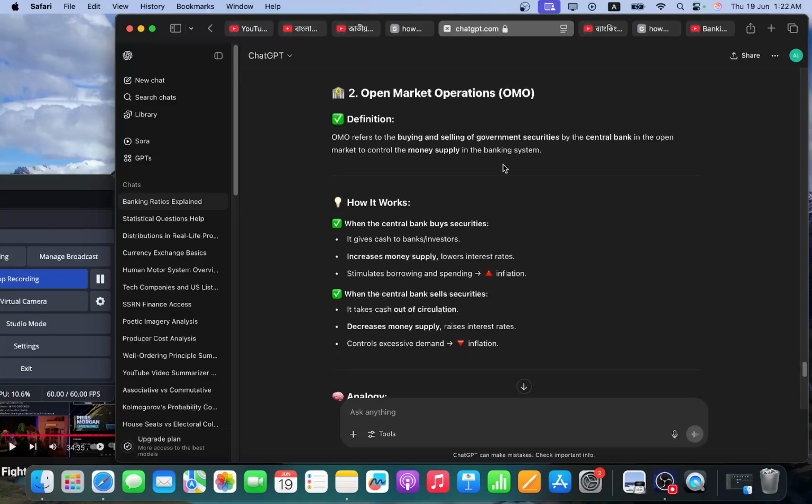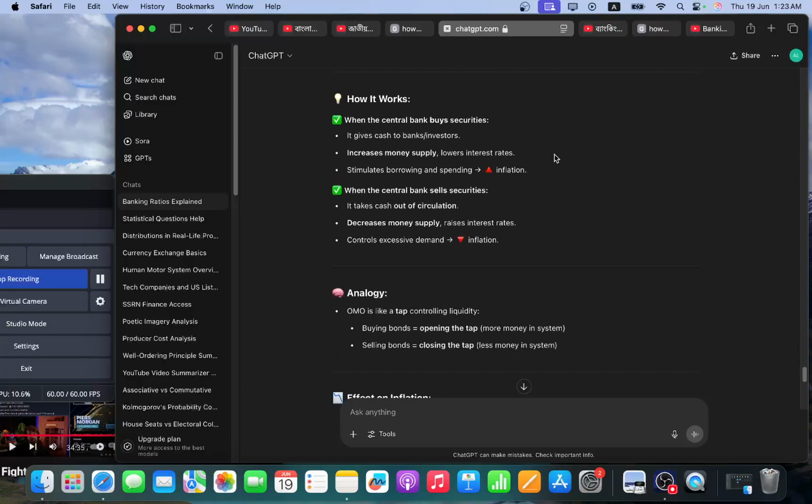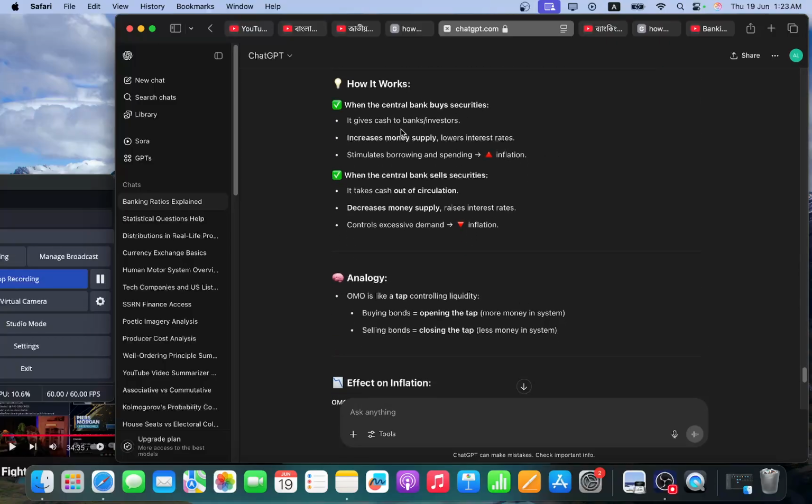Open market operation, how is it different from repo? It refers to buying and selling government securities by the central bank in the open market to control money supply and banking. I should remember: repurchase is a small bank selling government securities to the large central bank, and open market operation is just the central bank selling government securities in the open market. How it works: when the central bank buys securities, it gives cash to banks or investors.